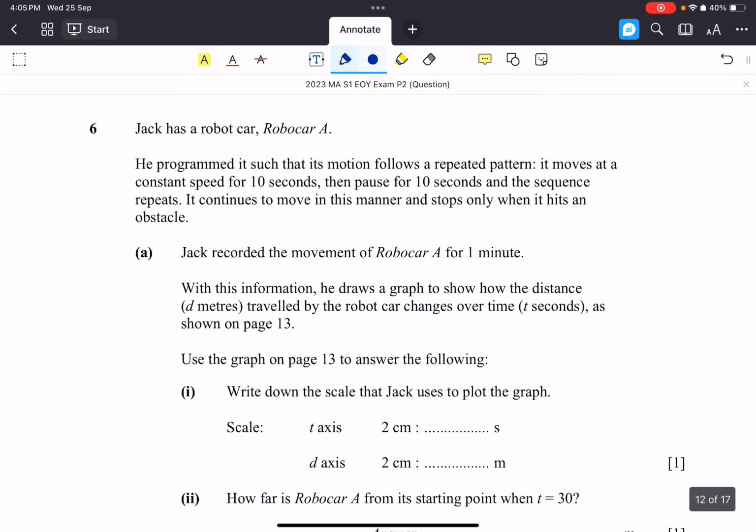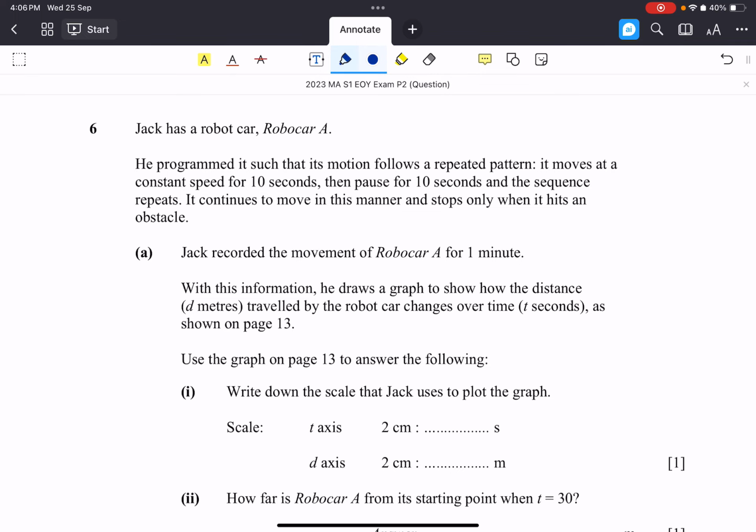Next question, we have Jack and a robot car A. He programmed it such that the motion follows a repeated pattern. It moves at constant speed for 10 seconds, then pauses for 10 seconds, and then keeps repeating. After that, he records the movement for a minute, and with the information he draws the graph.